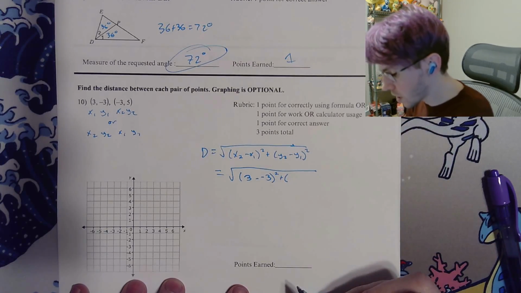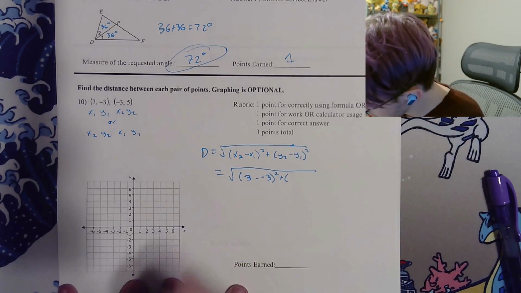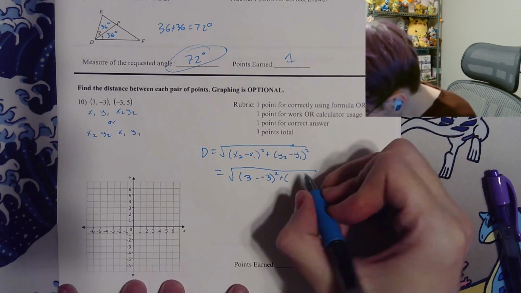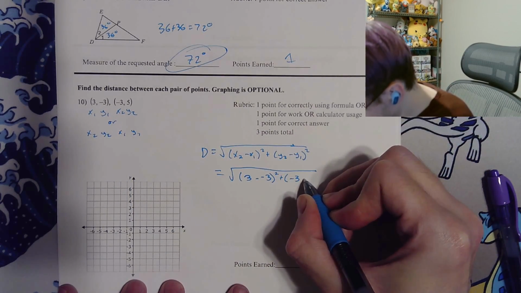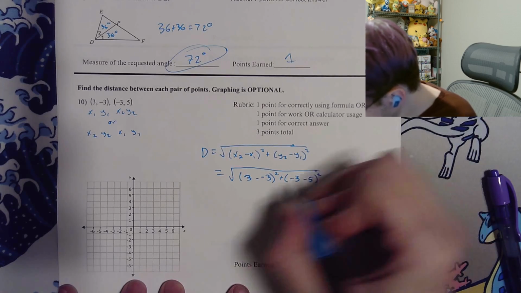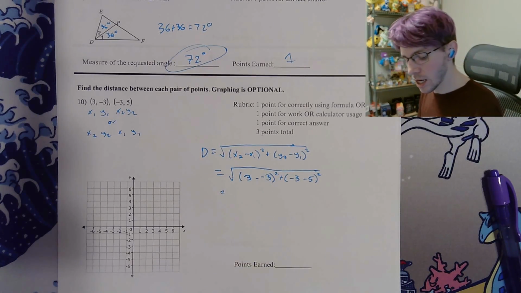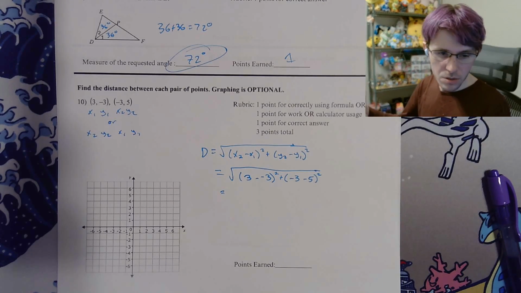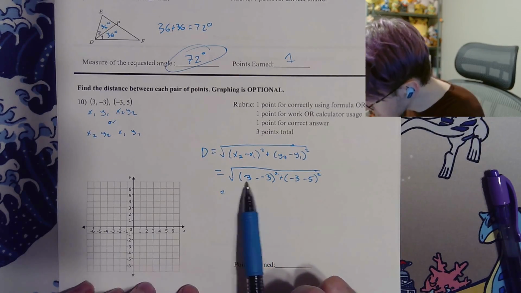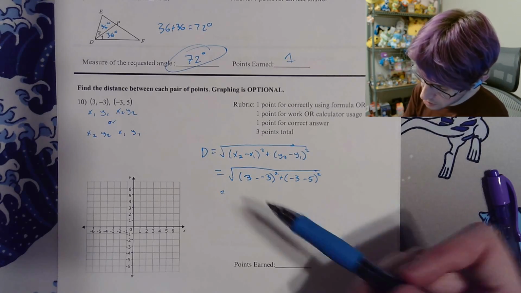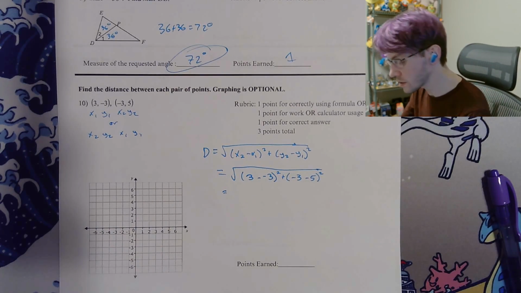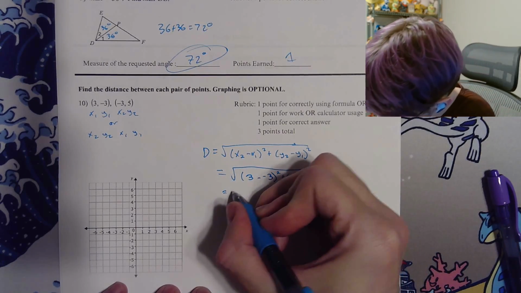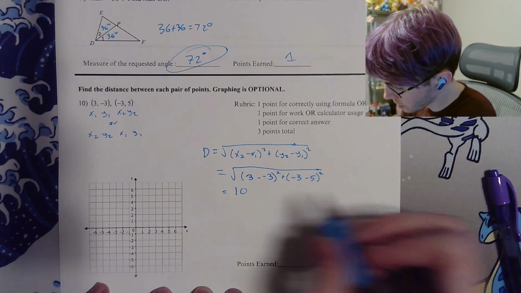For the next part, we have y2 minus y1. I'm going to keep them in the same order I did before. So I started with this one here, and that's what I'm going to start with on the second one. So -3 minus 5 quantity squared. You could plug it into the calculator, or do it in your head or by hand. 3 minus -3 is 6. 6 squared is 36. -3 minus 5 is -8. Squared is 64. 36 plus 64 is 100. So the entire thing gives us a nice little 10 for our final answer.